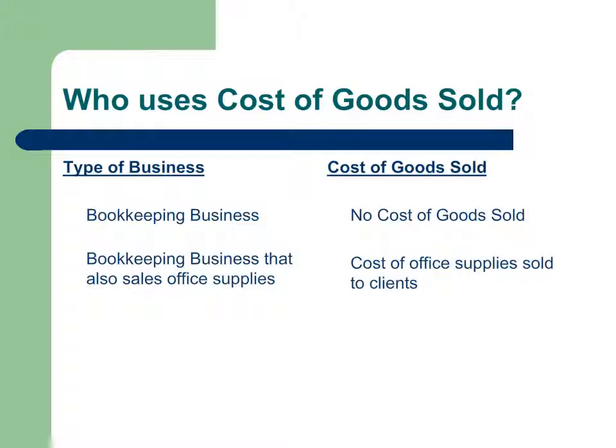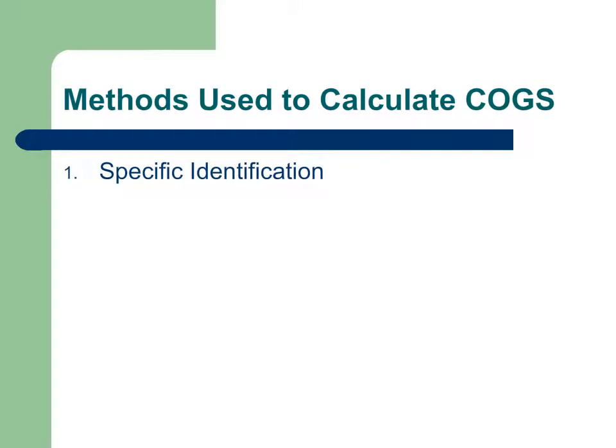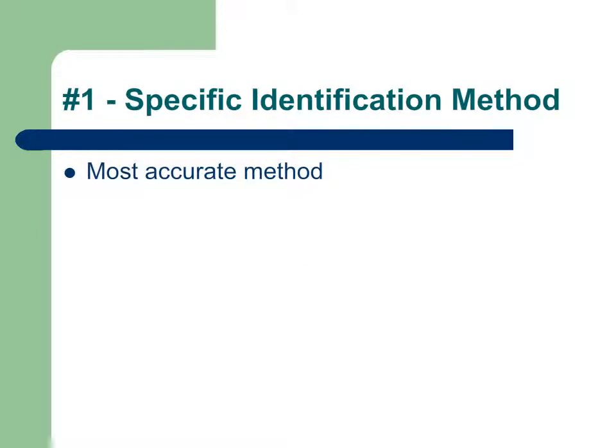Determining the cost of goods for a business can be accomplished using one or more of three basic methods: specific identification, FIFO, and percentage of sales. Let's begin by calculating the cost of goods sold using the specific identification method. Of the three methods, this one is the most accurate, although it is also the most arduous to track.